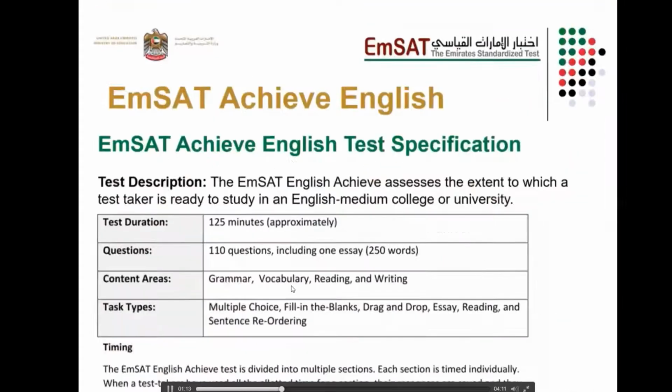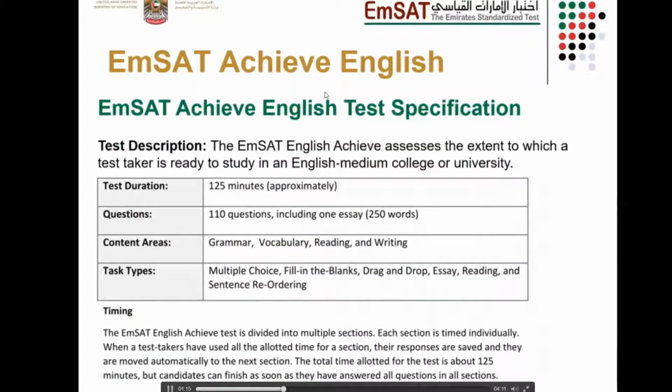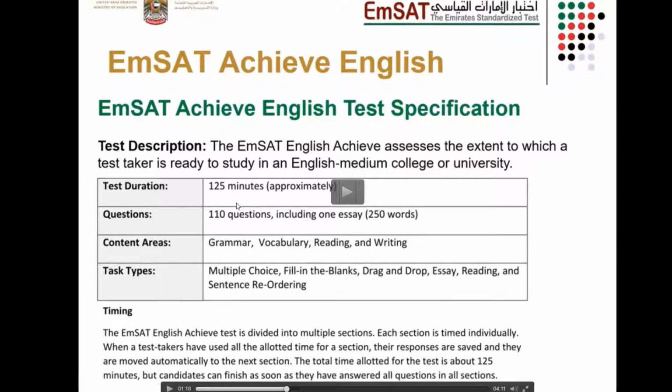Inshallah, Muhammad, inshallah. The EmSAT Achieve English test duration is approximately 125 minutes. An hour is 60 minutes, right? So it's over 2 hours. You're going to have about 110 questions, including one essay. So one essay writing. Understand, Muhammad?